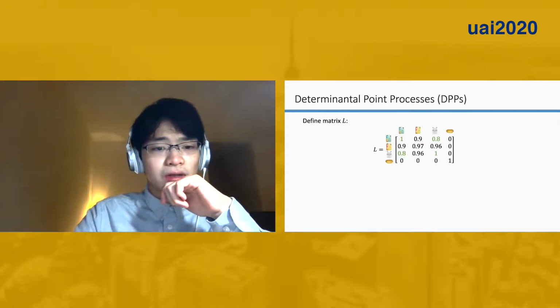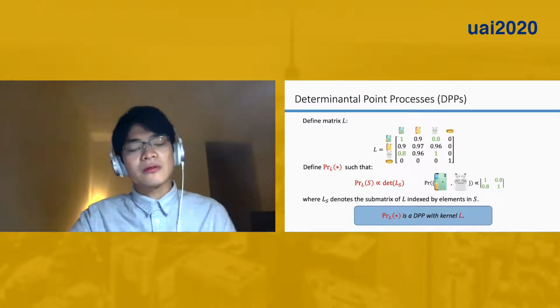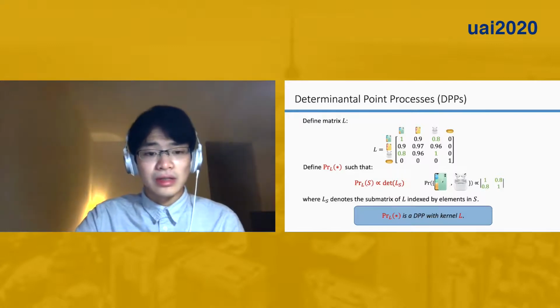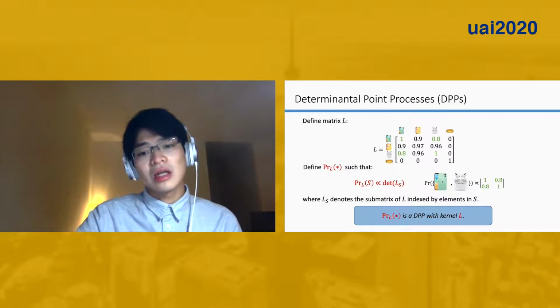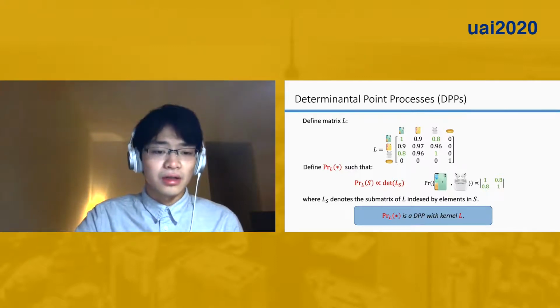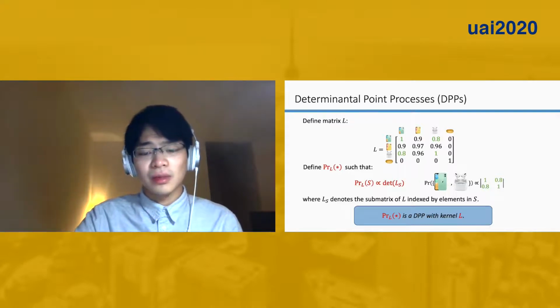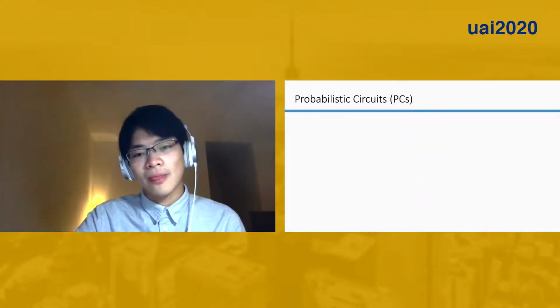Here, we define a matrix L, indexed by the items given in the motivating example. Along with that, we define the probability distribution such that the probability of a subset is proportional to the determinant of the submatrix indexed by the elements in the set. For example, the probability of the set of the green iPhone and an AirPod is given by the determinant of the submatrix colored green. Here, this probability distribution is a DPP. DPPs are tractable in the sense that probabilities, normalizing constant, and marginals can be computed in polynomial time.